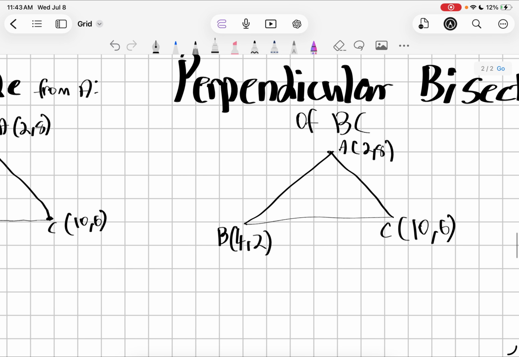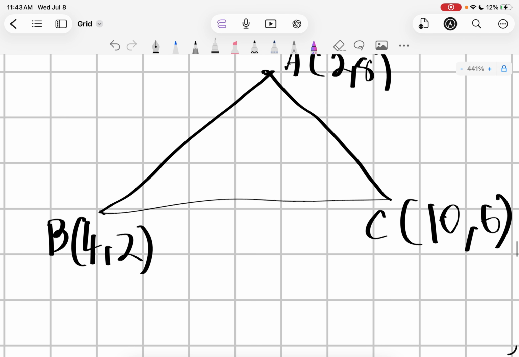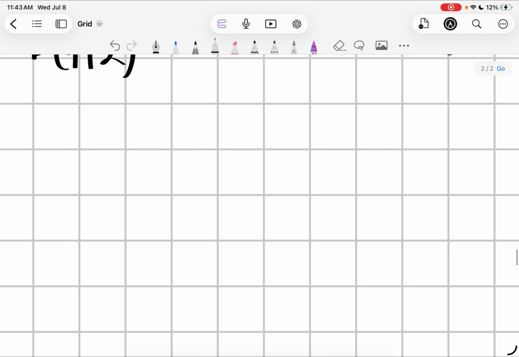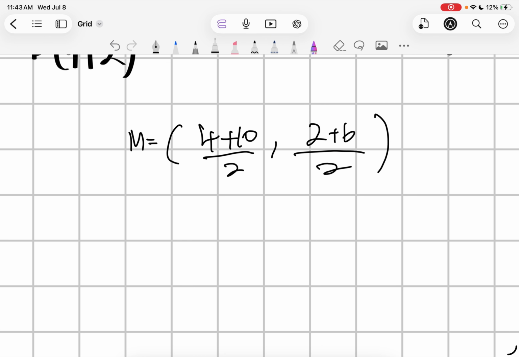Now we come to our perpendicular bisector. Our perpendicular bisector is like this. Looks like altitude. It goes through the midpoint, but it has a completely different solving procedure, one which does not use this point A at all. Doesn't use it. So first step, find the midpoint. You get (4 plus 10) over 2, (2 plus 6) over 2.